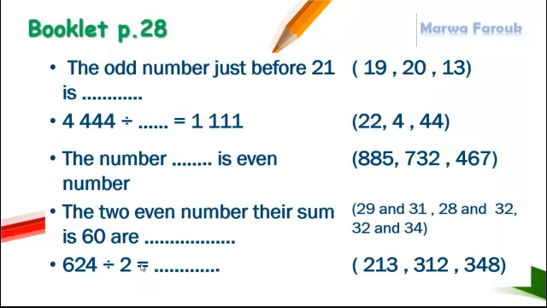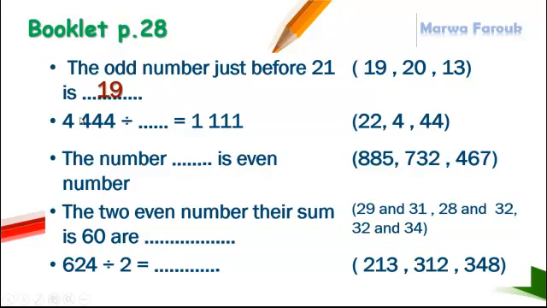Next one, the odd number just before 21. Before 21 I have what? I have 20. Is 20 an even number or odd number? It's an even number. Why? Because it has a 0 in the units place. So we are going to take the number before 20, which is 19. This is the odd number before 21.